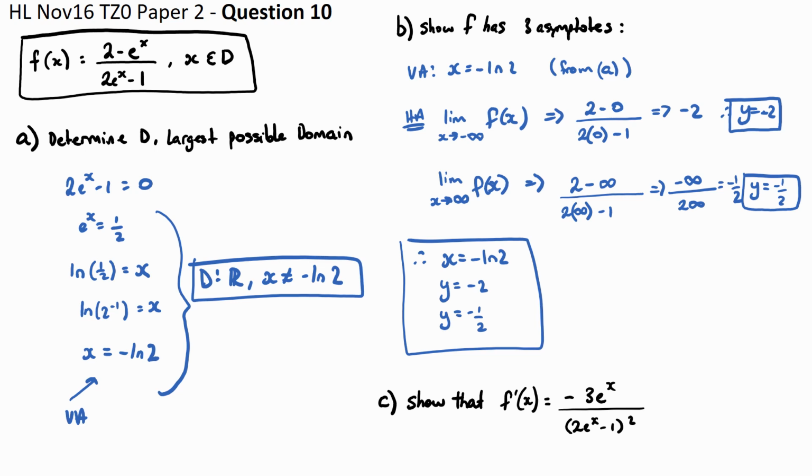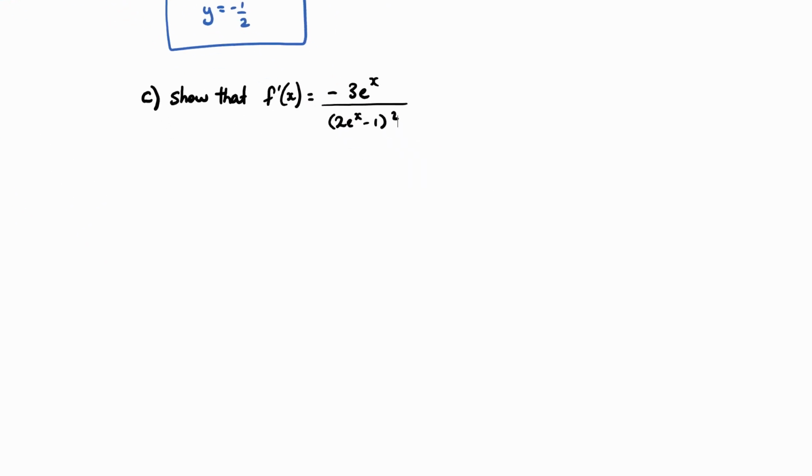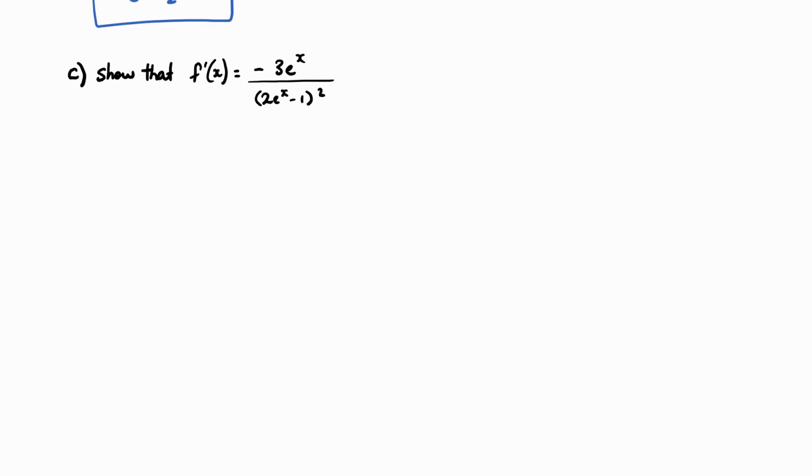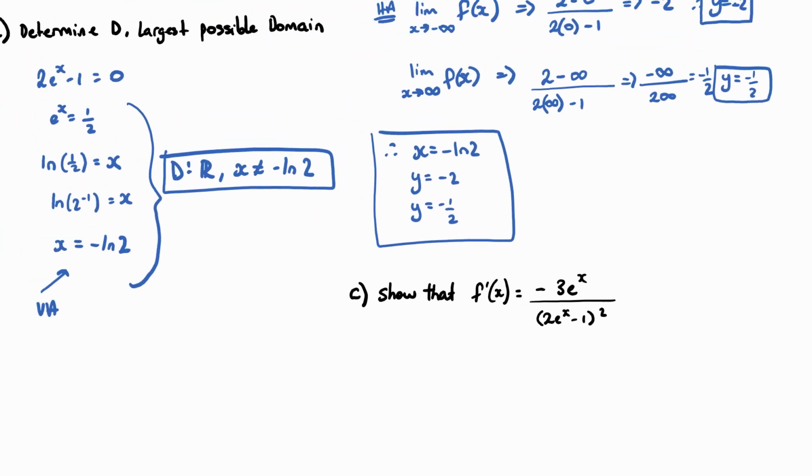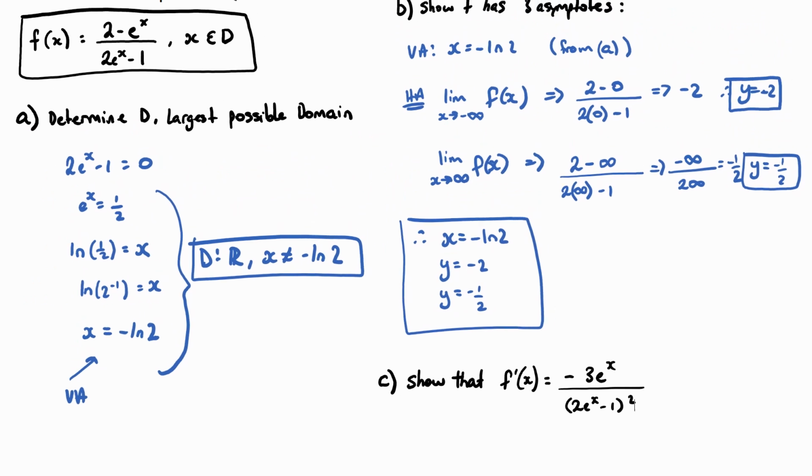Part C. So part C, the question says, show that the first derivative of f(x) is equal to this. To find the first derivative, we're just going to use the quotient rule on the original function here. Let's let the top term equal u and the bottom term equal v, and the quotient rule says that it's vu' minus uv' over v squared.